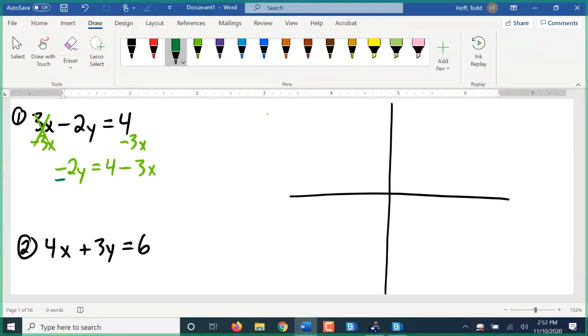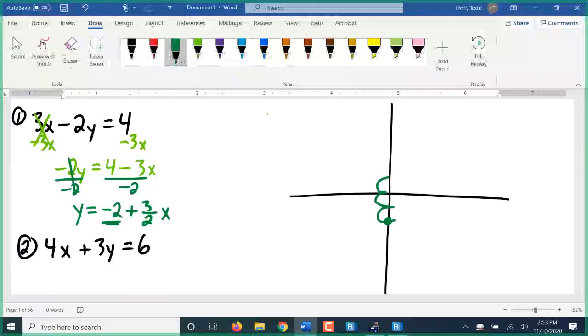Now we have to divide by the negative 2. So that negative 2 cancels out, leaving us with y. On the right side, 4 divided by negative 2 is negative 2. Negative 3x divided by negative 2. Well, again, a negative divided by a negative is a positive. 3 divided by 2 is just 3 over 2. We put the x on the end. So to graph this, we start at negative 2, right there. And then we have 3 halves x. So 3 halves is our slope. That means we go up 3 and we run 2.